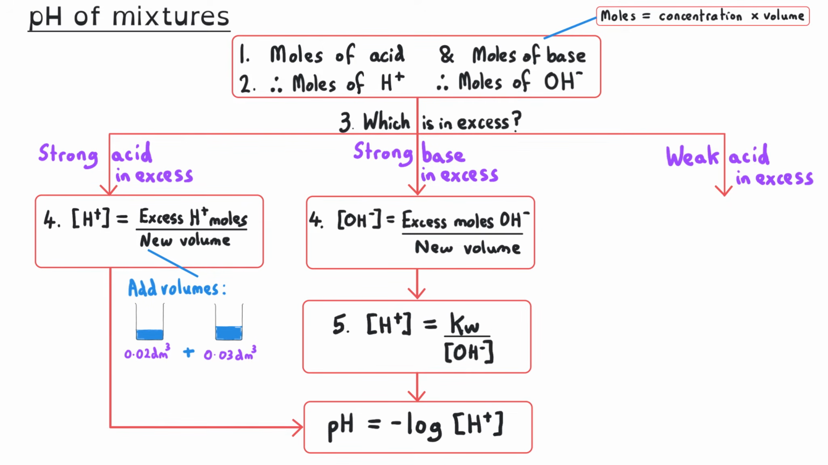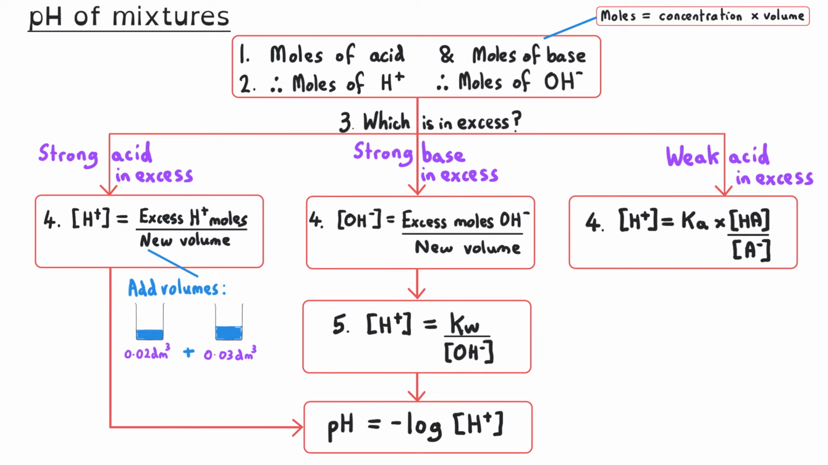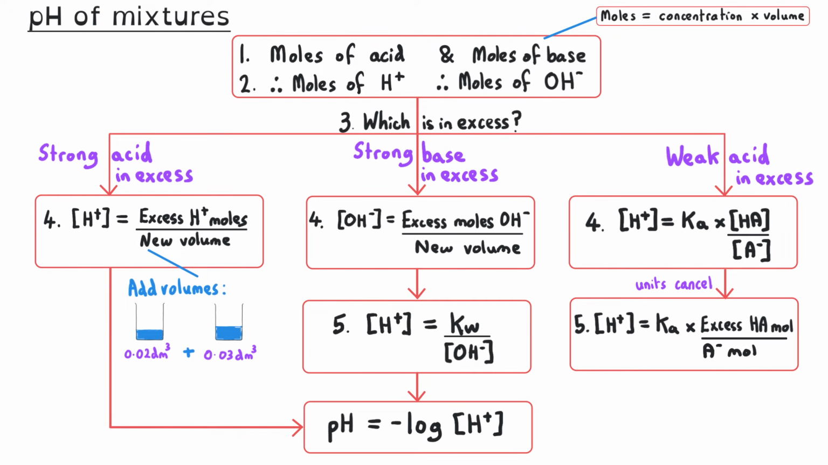Perhaps the most difficult pathway is when we have a weak acid that is present in excess. Obviously, with it being a weak acid, we need to use the Ka expression to find the hydrogen ion concentration. And so the hydrogen ion concentration is equal to the Ka multiplied by the undissociated acid concentration divided by the conjugate base concentration. And in this case, the units are going to cancel out for this term on the right-hand side because we're taking one concentration and dividing it by another. And this means it's okay to use moles. So I've rewritten the expression with H+ concentration is equal to Ka multiplied by the excess HA moles divided by the A- moles.